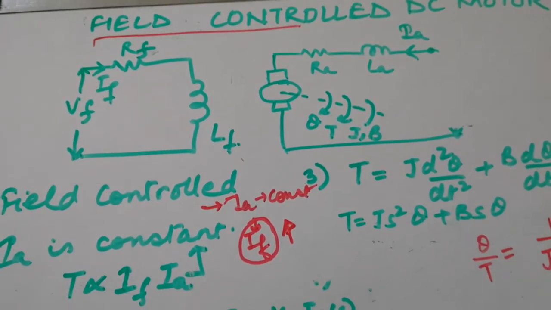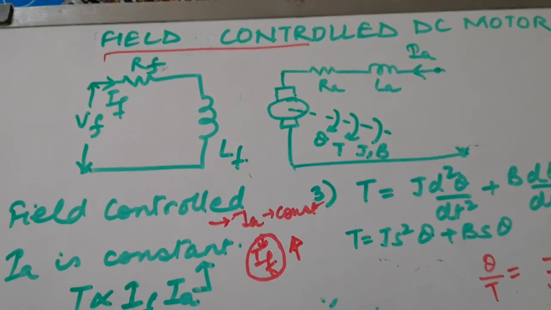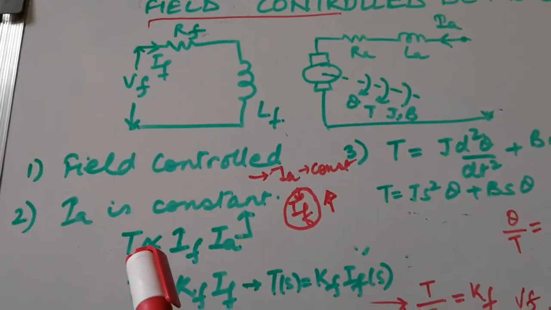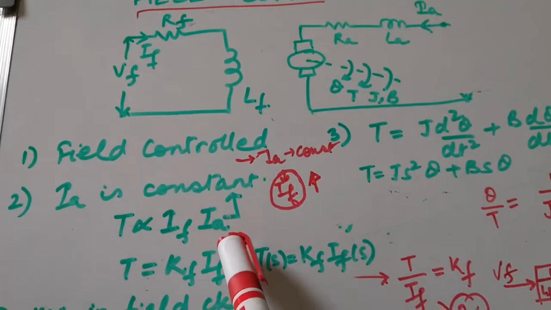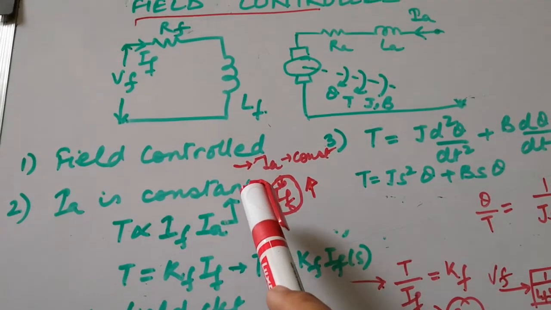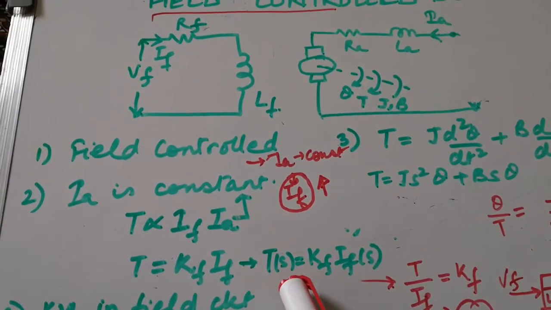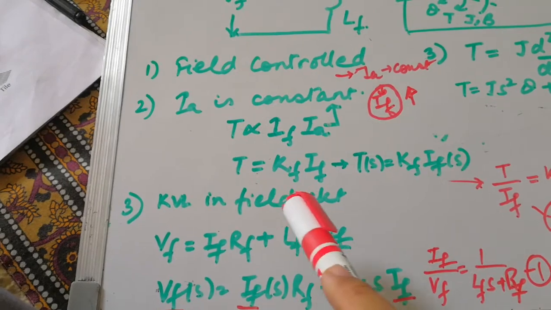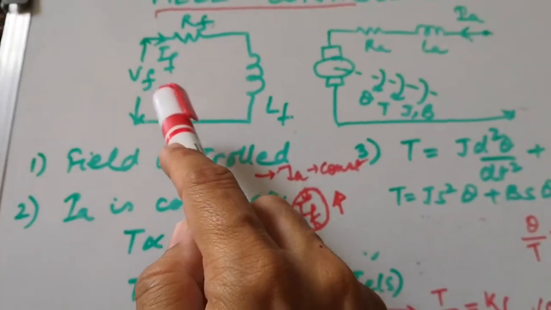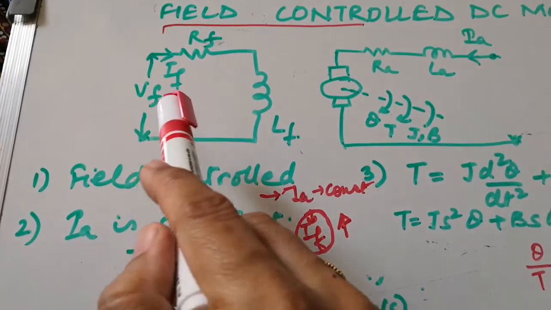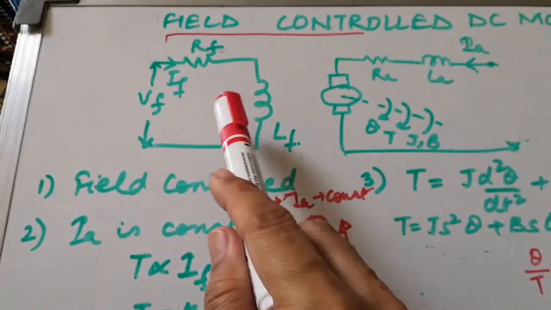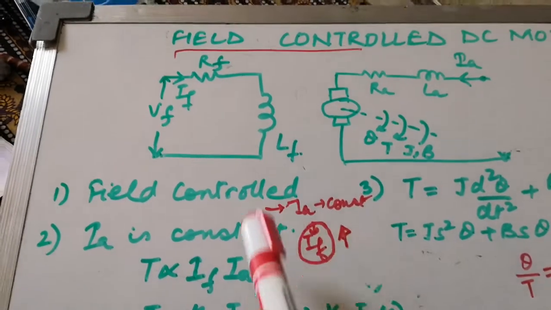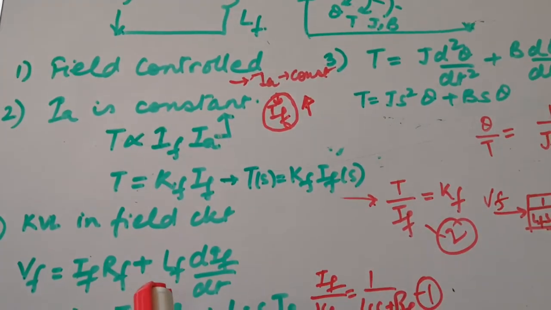When we talk about armature control, the field will be kept constant and the armature will be varied. So here IF will be varied. Next, your IA is constant and the torque is proportional to IF and IA. Because this is constant, we will replace it by a constant and we will have our first equation as torque equals KF IF. Now next we will apply the KVL in the field circuit. Applying it here, we get VF equals IF RF plus LF into dIF by dt. So here we have our next equation.